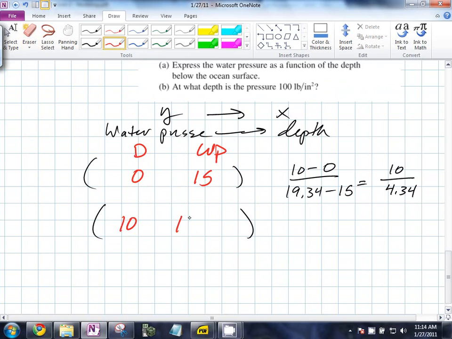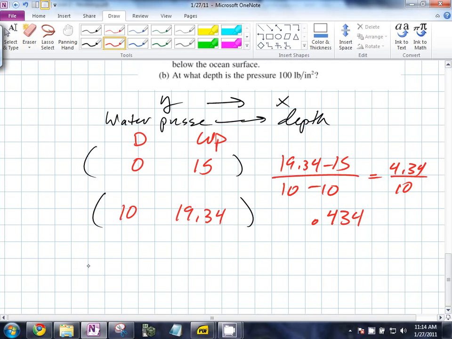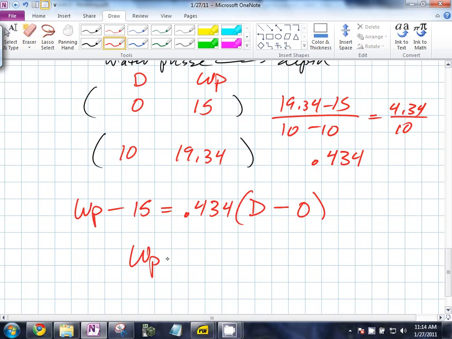So now when we actually write this slope, what's it going to be? 19.34 minus 15 over 10 minus 0. So it's going to be 4.34 over 10. So it's going to be 0.434. So now what do we have? Water pressure minus 15 is equal to 0.434 times the depth minus 0. That's why we picked that point. Picking points with 0 in them helps. So what's our water pressure in terms of D? 0.434 D plus 15. Go to lunch and we'll talk about this when you get back.